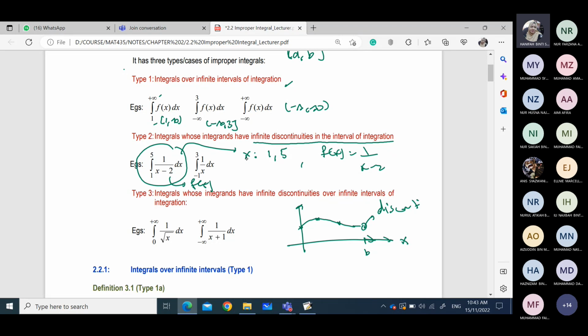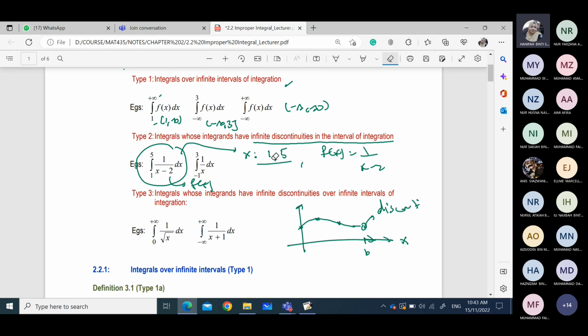Okay, so back to this example. Based on this integral, we identified that the interval here is 1 to 5. Next we need to check this function, which is 1 over x minus 2. The values of x dekat sini, mudah untuk kita tengok, 1 to 5, which is x is greater than 1 and less than 5.